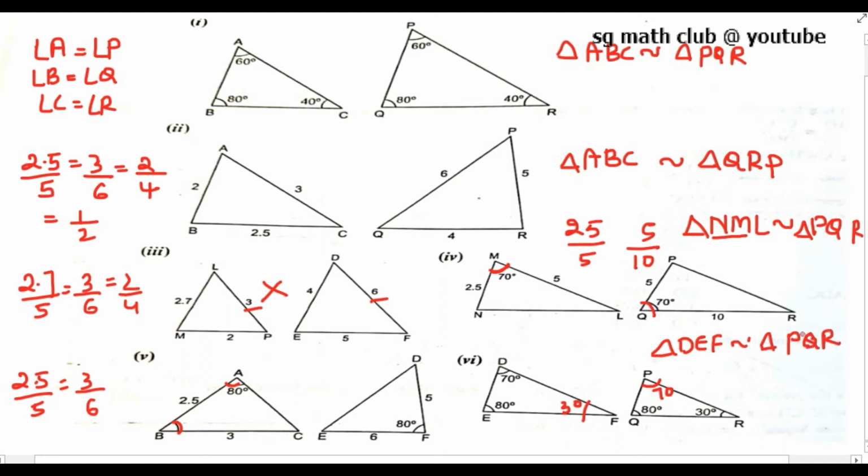So this is how you will check. If the sides are given, you can check whether the sides are in proportion. If the angles are given, you can check whether the angles are equal, and by which similarity criteria you have to write.